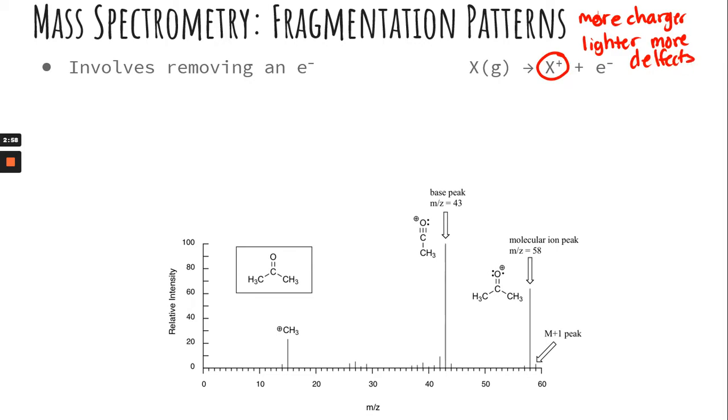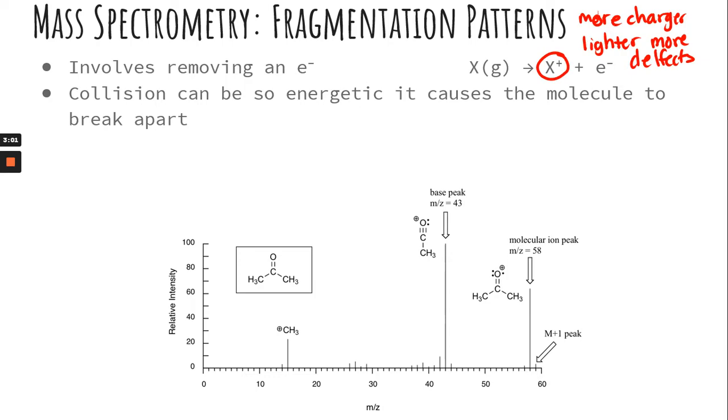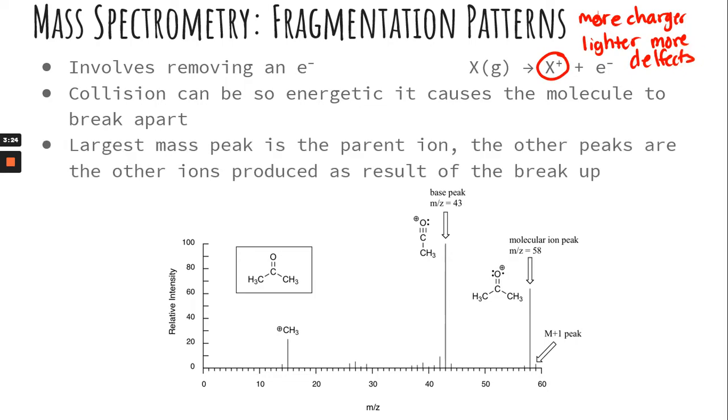All right, so the other thing is to remember that these particles are being collided together, so the molecule actually breaks apart. So in this picture down here, you have propanone, and we're going to break this apart into particles because of these collisions that are happening. The largest mass peak is called the parent ion. That's the particle altogether, but it has a positive charge because it's been ionized. The other peaks then result from the breaking apart of that parent molecule.